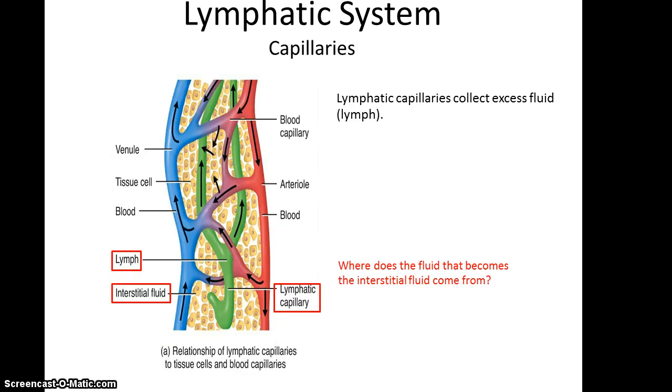So, in the lymphatic system, it's actually a long one-way street rather than a circle. The beginning of this long one-way street are the lymphatic capillaries. They are very tiny. They're associated with where our blood capillaries are, and they basically collect excess fluid. So as that interstitial fluid comes into the lymphatic capillaries, it's now known as lymph.